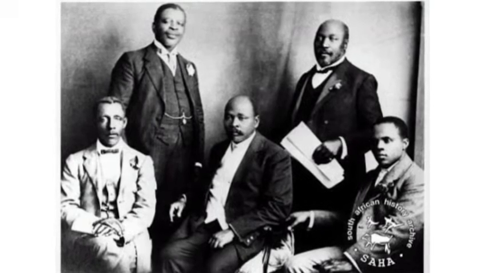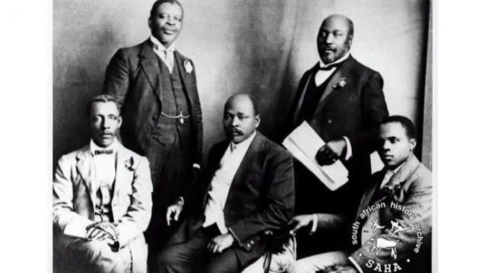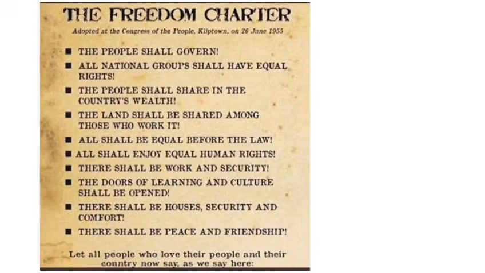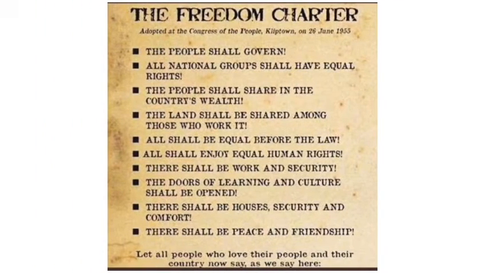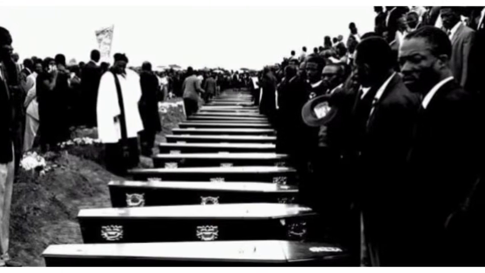But resistance grew. The ANC, African National Congress, and leaders like Nelson Mandela, Walter Sisulu and Oliver Tambo began to fight back. The 1955 Freedom Charter declared, South Africa belongs to all who live in it. The government responded with violence. Sharpeville Massacre, 1960: 69 people were killed. Soweto Uprising, 1976: hundreds of students shot.